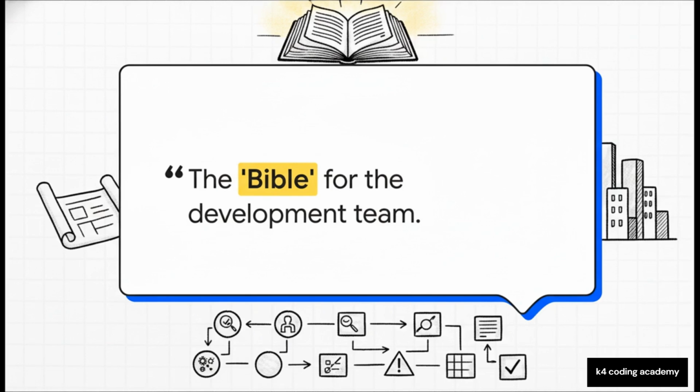Now, to give you a sense of just how important this document is, you just need to know what developers call it, the Bible of the project. Seriously, it becomes the single source of truth that guides every single decision. The rule is simple. If a feature isn't in the SRS, it doesn't get built, period.